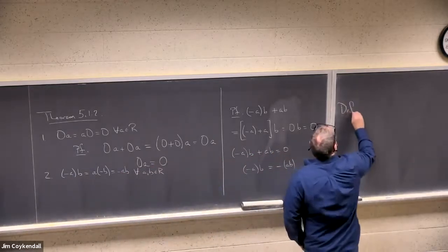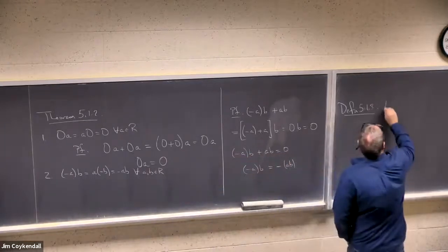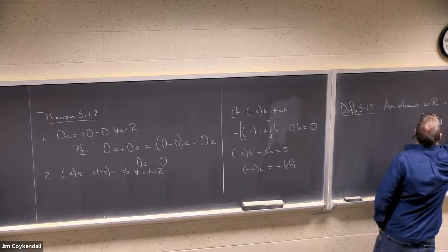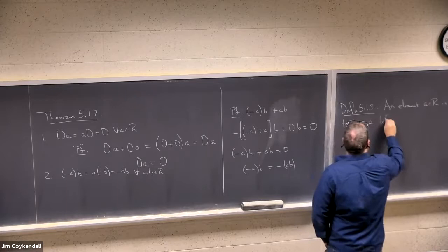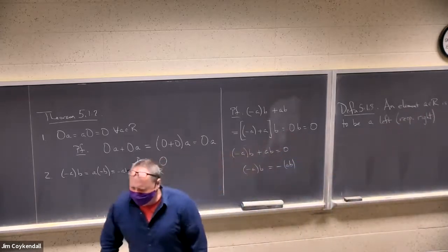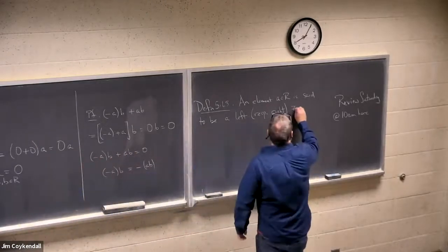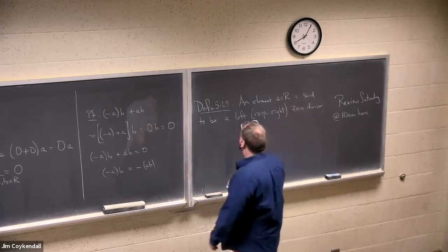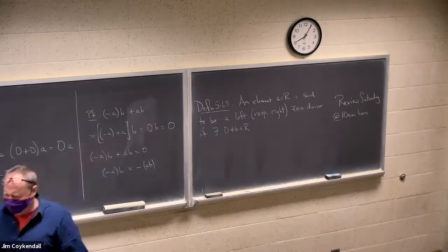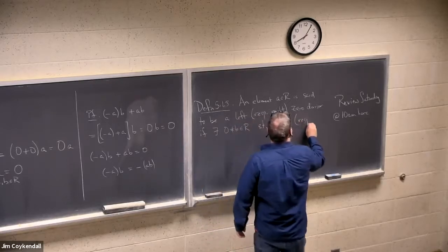Definition. An element A in R is said to be a left, respectively right, zero divisor. By the way, there's going to be a lot of these respectively kind of things going on, because rings aren't necessarily commutative. Zero divisor if there exists a non-zero B in R such that AB equals 0.